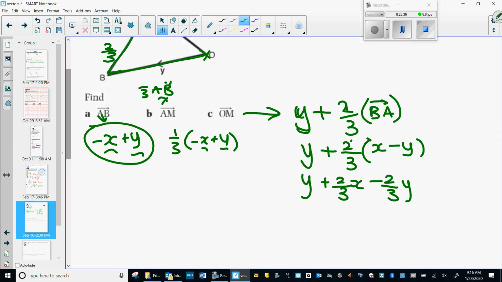But you have to expand that? Yes. Okay. So here we have to join stuff together. We've got Y plus 2/3 X minus 2/3 Y. Now we can join these together as though they're like terms. So we've got 1Y, take away 2/3 Y. What are we left with? 1/3 Y.